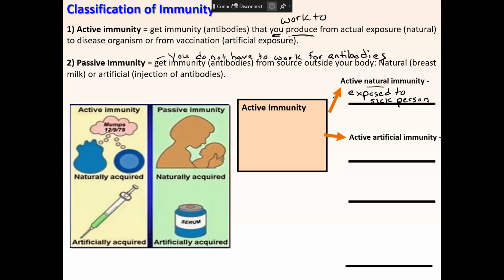If it's active artificial, you are vaccinated. Vaccination. You are vaccinated. Your body now makes the antibody. It's going to take 2 or 3 weeks.